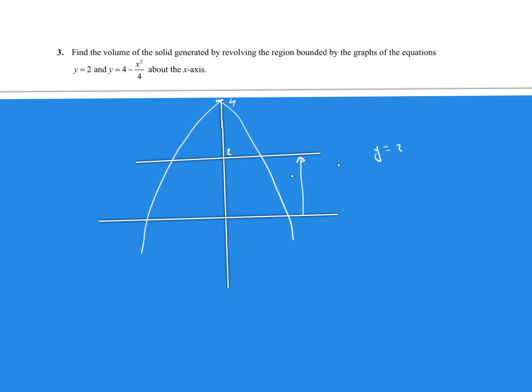The parabola will cross the x-axis where y equals 0. Because y of x equals 4 minus x squared divided by 4, y equals 0 means 4 equals x squared divided by 4, so x squared equals 16, so x equals plus or minus the square root of 16, or 4. Here is the 4, here is the 4.